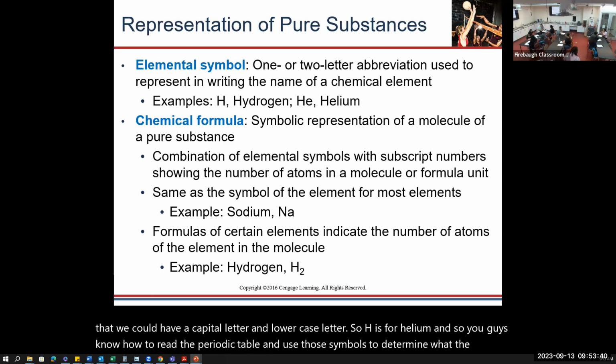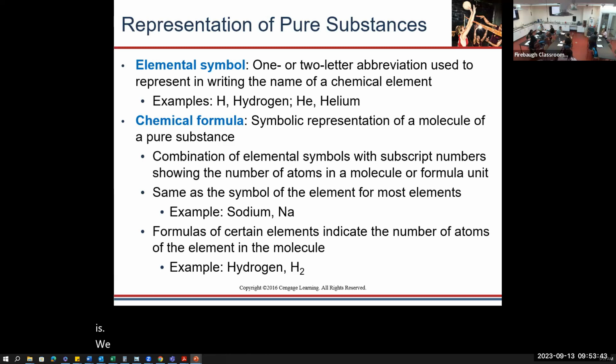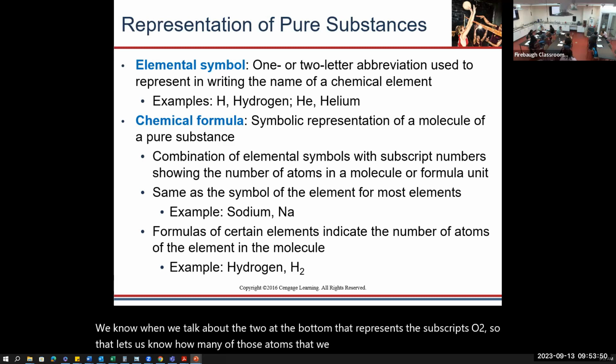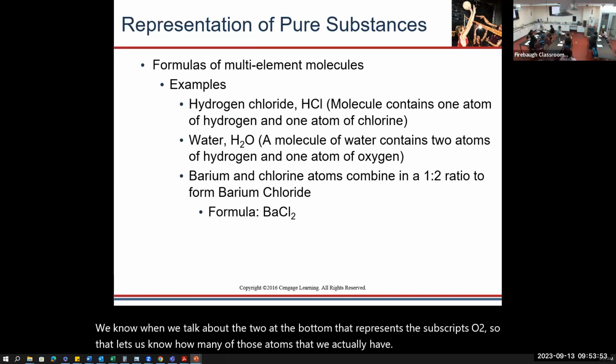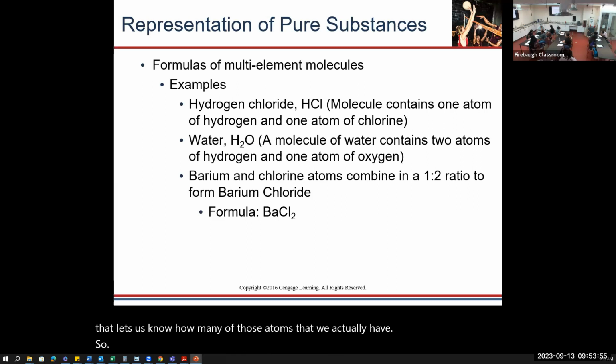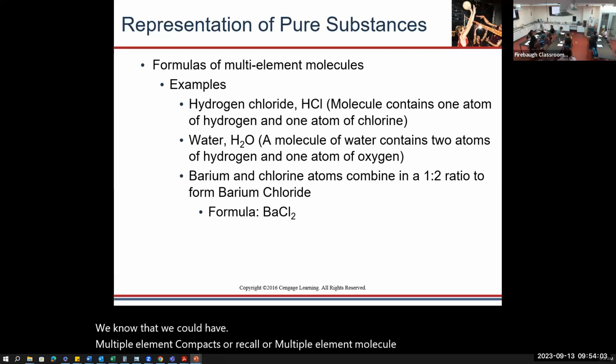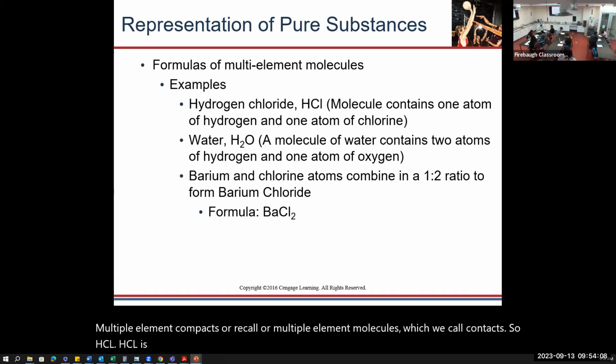We know when we talk about the 2 at the bottom, that represents the subscript, so H2. That lets us know how many of those atoms we actually have. So we know that we could have multiple-element molecules, which we call compounds. So HCl has hydrogen and chlorine, but they get bonded together to form a compound. H2O, well, we have 2 hydrogens, 1 oxygen.